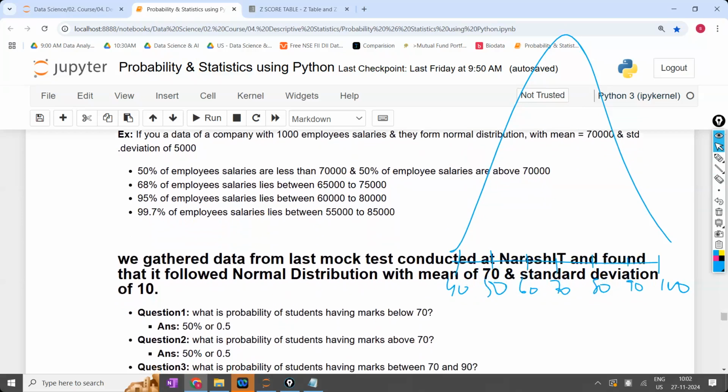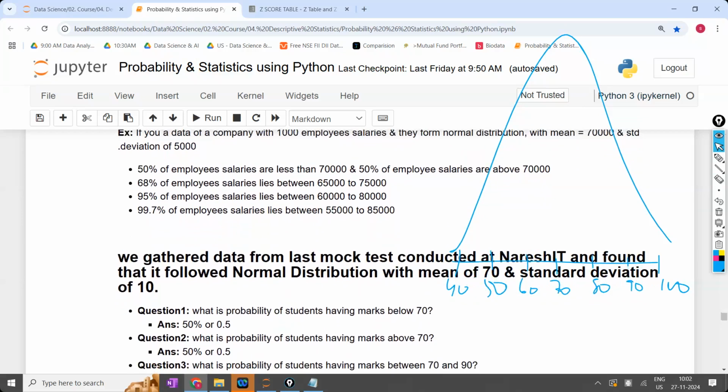Question number 3. What is the probability of students having marks between 70 and 90? From the center to 90, that is mu plus 2 sigma. 70 to 80, what is the answer? 0.34. From here to here, 0.135. If you do the total, 0.34 plus 0.135, which is 0.475.